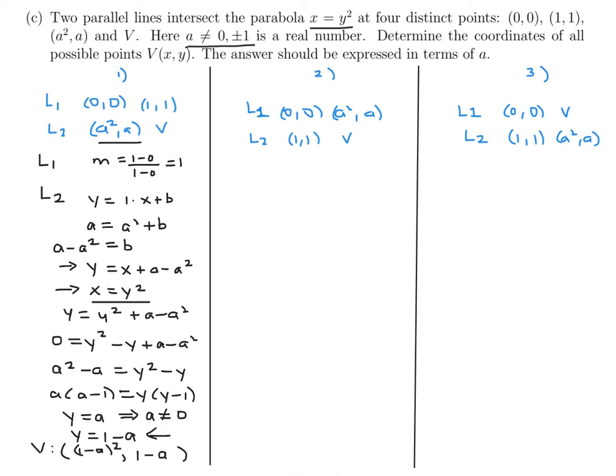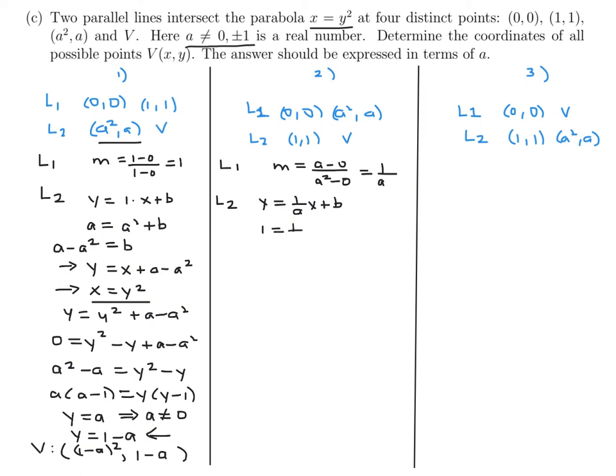Okay, so I'll do parts 2 and 3. They're pretty much the exact same, but we'll just go for it. Might as well. So same thing. This time L1, the slope is going to be a minus 0 over a squared minus 0. So that looks like 1 over a. And therefore, the equation for L2 is y is equal to 1 over a times x plus b. Substitute in a point, and of course, the only point we have is 1, 1.